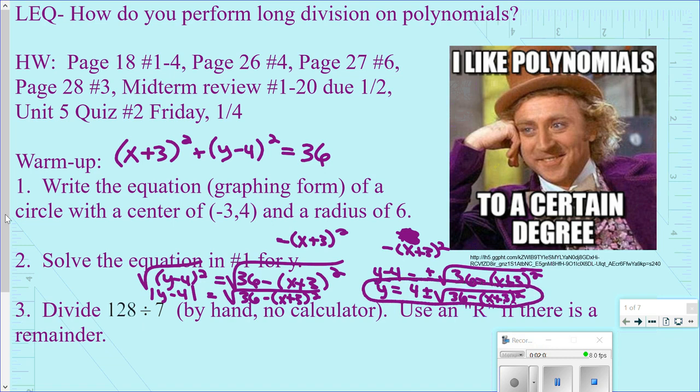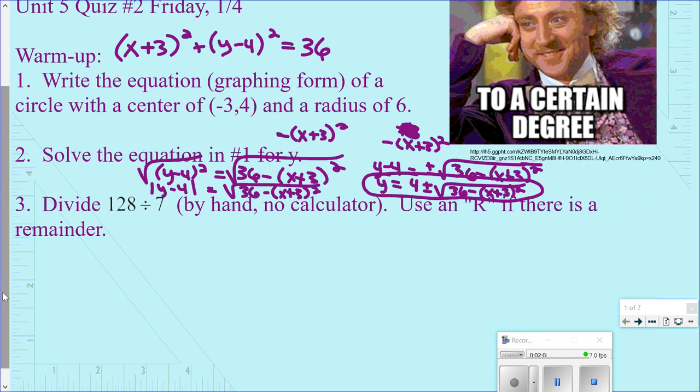So next we're going to divide 128 by 7 and no calculator. So the first thing you're going to do is set that up. Remember that the number that you're dividing into goes inside the house. We call that the dividend. What you're dividing by goes outside. We call that the divisor. And then our answer will be the quotient.